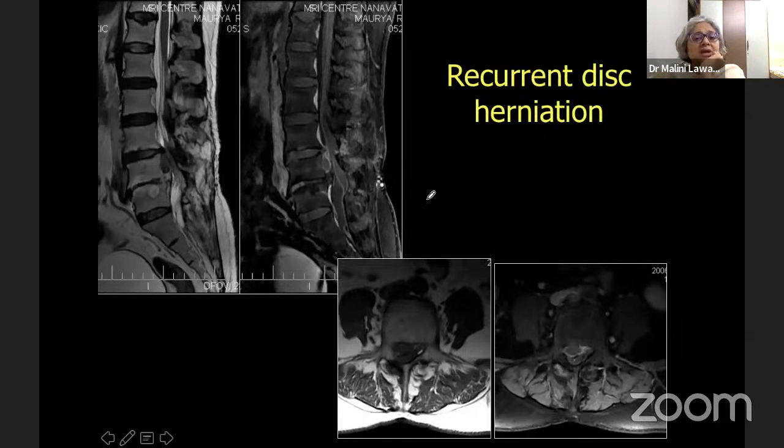Recurrent disc herniations are common. So for example, here you can see this is the level at which surgery is done, at L4-5. And what you do see is this hypointense area. It is looking less dark as compared to the adjoining disc. But when I give contrast, what I see is it is showing peripheral enhancement. The central portion is not enhancing.